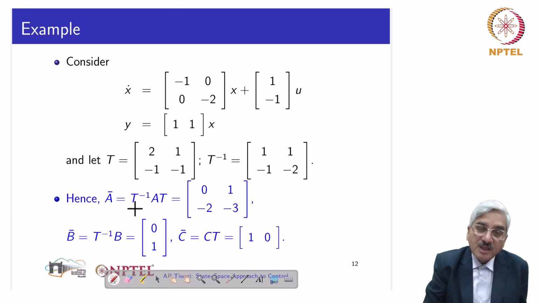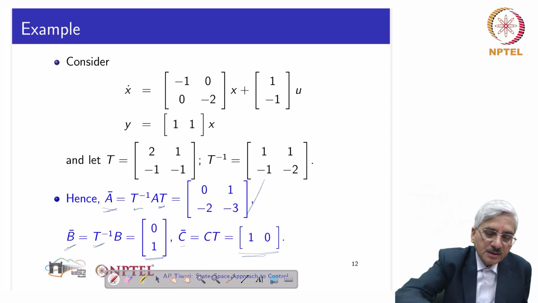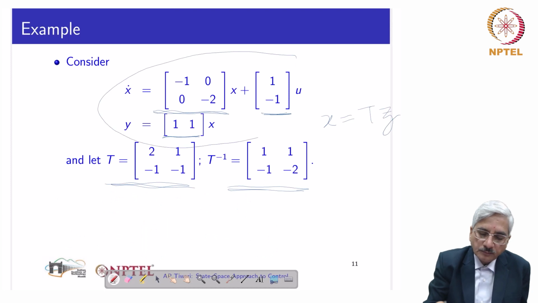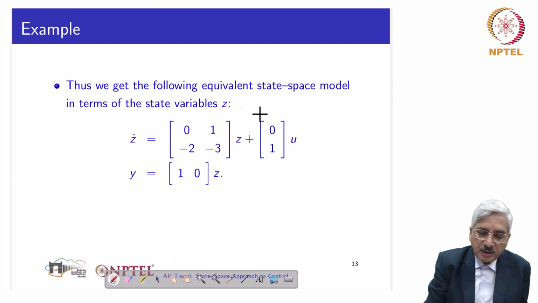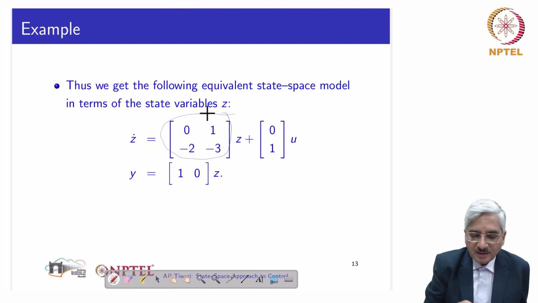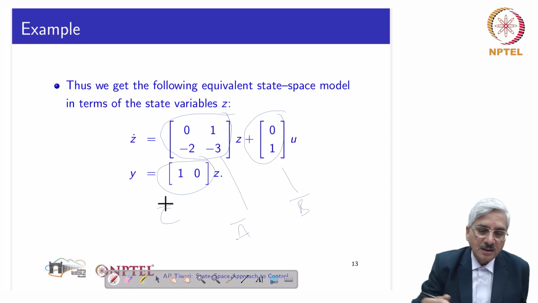We can pre-multiply and post-multiply the matrix A respectively by T inverse and T to obtain A bar, and then we will get this. Similarly, we pre-multiply B by T inverse to obtain B bar, and we post-multiply C by T to get C bar. So the system equation which was given as this one will change to the one given here. This will become the system matrix in the new representation, this the input matrix, and this the output matrix: A bar, B bar, and C bar, as they were introduced in the previous slides.